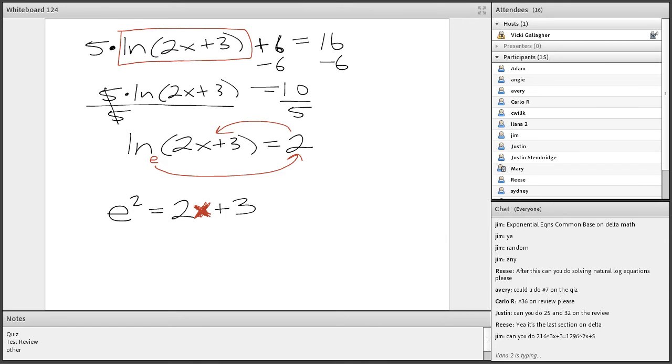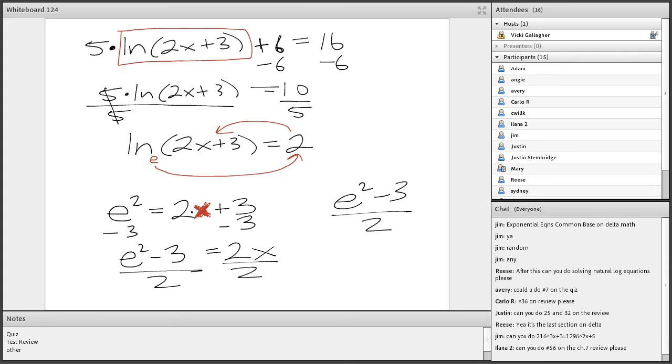I have 2 things with my x. I have a 2 that's being multiplied and a 3 that's being added. Just like earlier, I'm always going to start with my adding and subtracting and finish up the problem with my dividing. For me personally, I will write e squared minus 3 all over 2. I don't know if the other teachers want you to write it like that or something different. You could write e squared over 2 minus 3 over 2. You could write 1/2 e squared minus 3 over 2. Lots of different ways you could write this for that final answer.